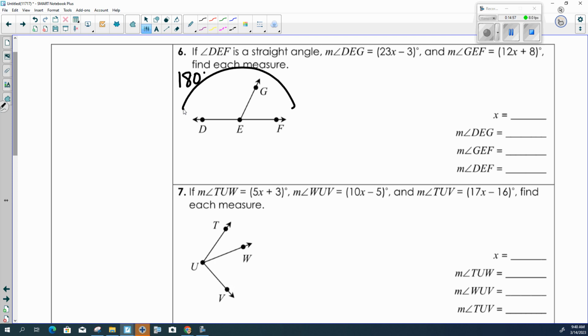Okay, DEG, it looks like is here, and it's 23x minus 3. And GEF is 12x plus 8. Now you're set. How would I set this up using the angle addition postulate so that I can find all of these things?